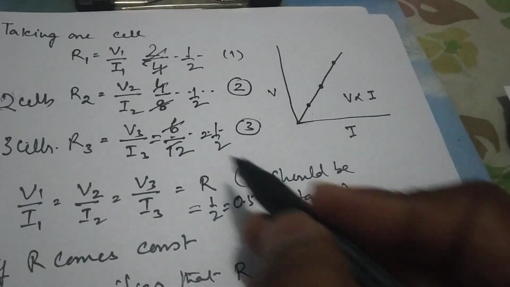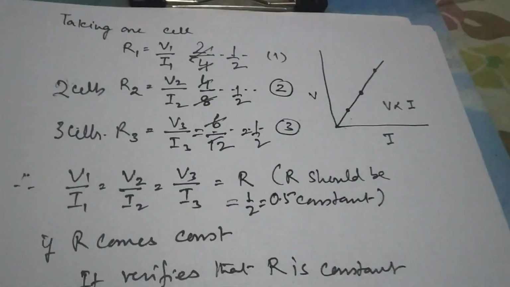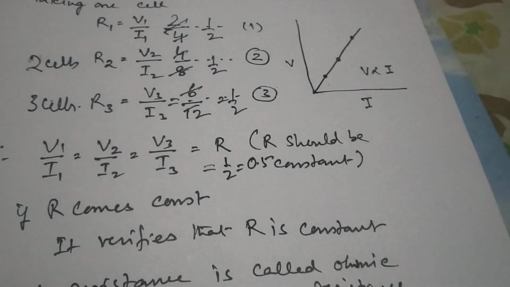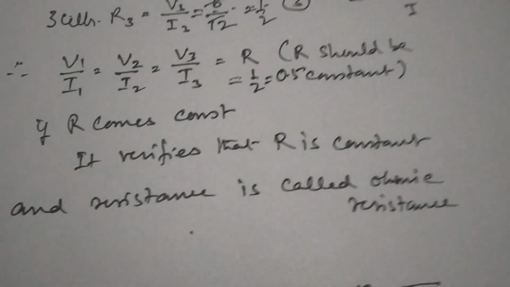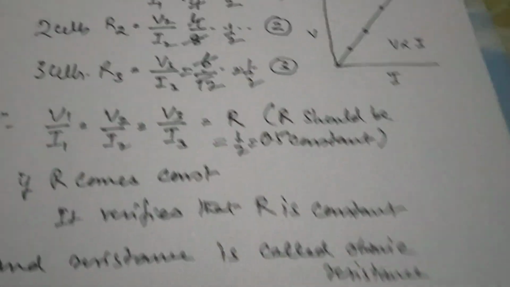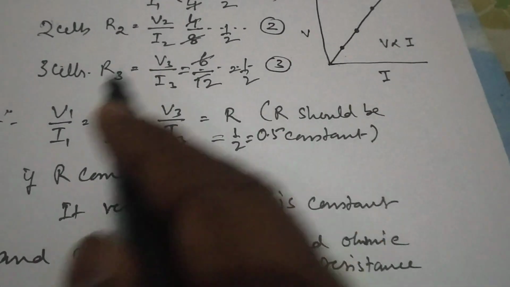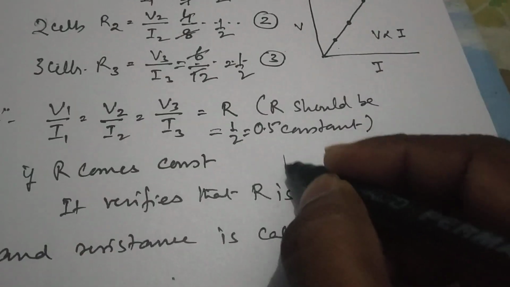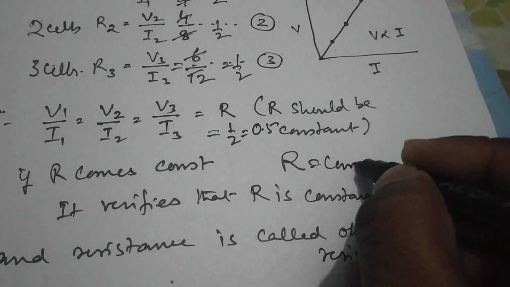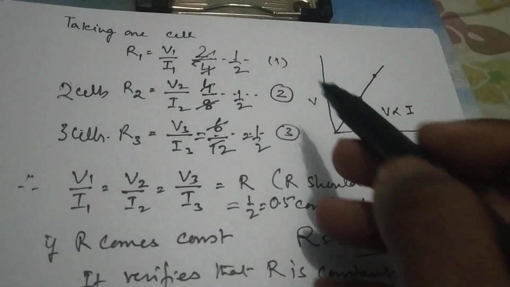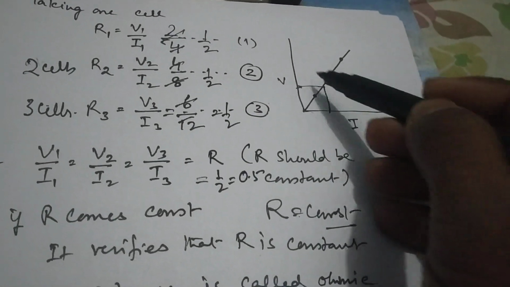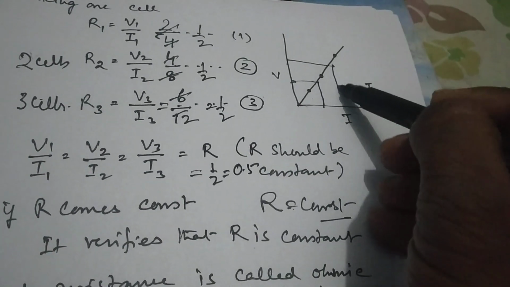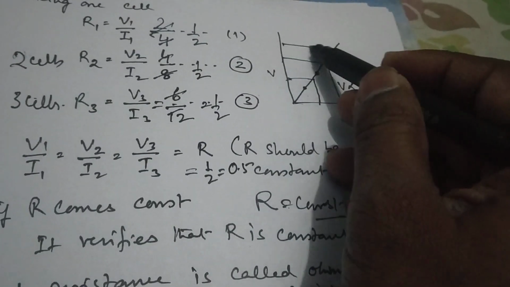If this value comes constant, then R remains constant and it verifies that R is constant, and the resistance will be called ohmic resistance, and it verifies Ohm's law. And by Ohm's law, R should be constant. Please see the graph also. If you take the corresponding values of V and I, they come to be a straight line.